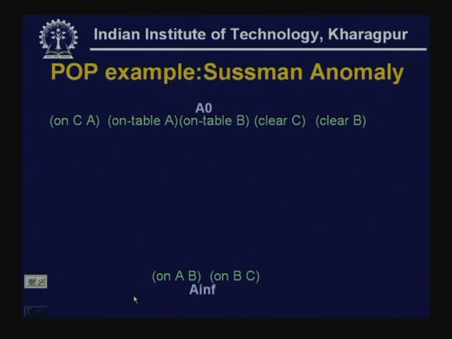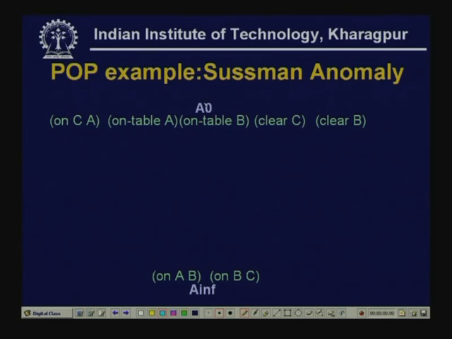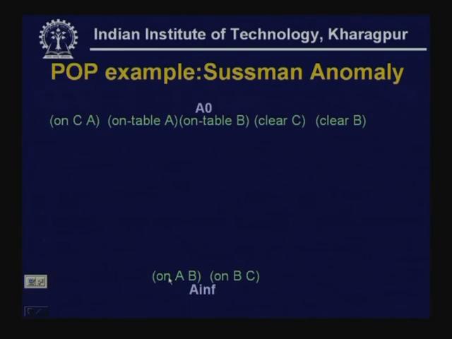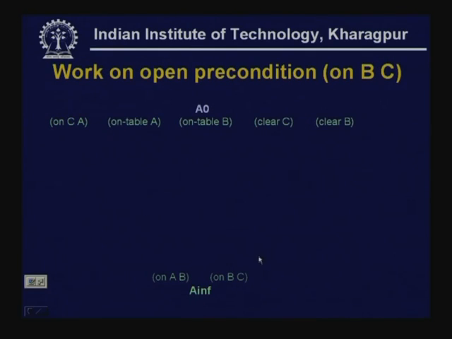Now, we will work out this example of the Sussman anomaly. A0 is the initial state or I, and A inf is the goal state or G. It has 2 open preconditions, on AB and on BC. So, what are the flaws in this plan? I has these as the effects. So, flaws are that there are 2 open preconditions. Now, what should we do? We will try to take one of these open preconditions and try to satisfy it.